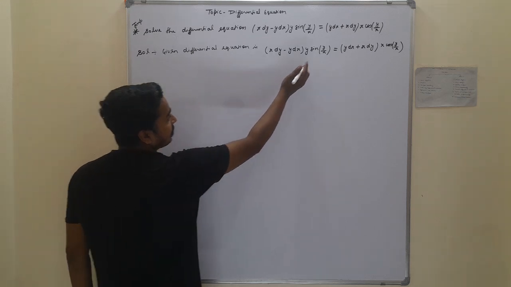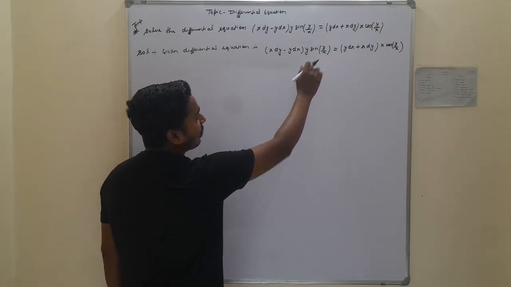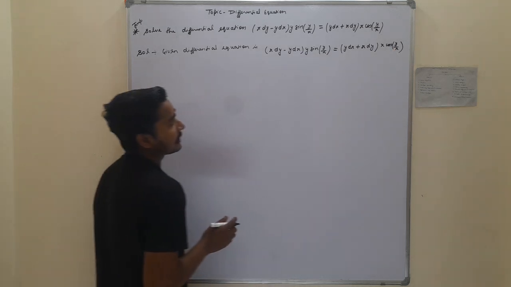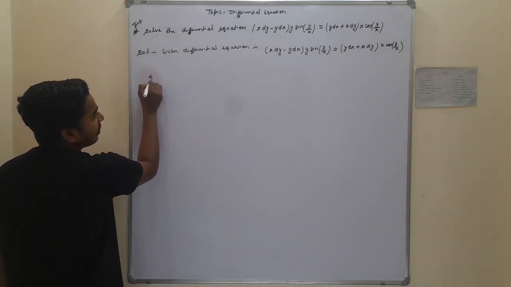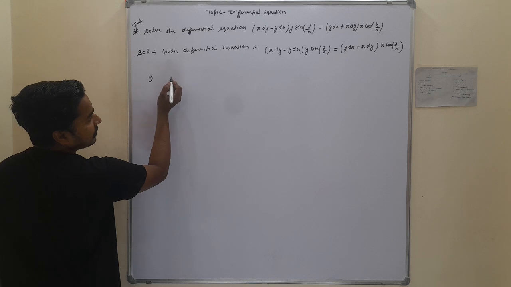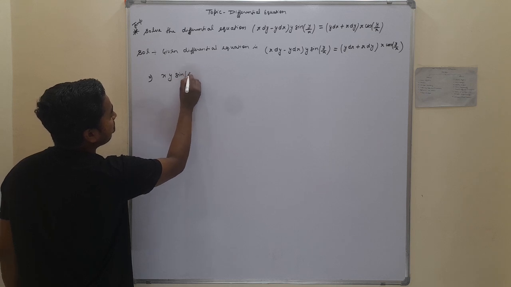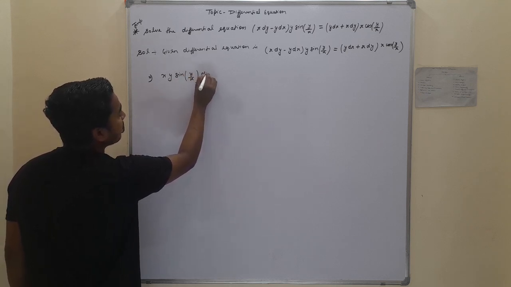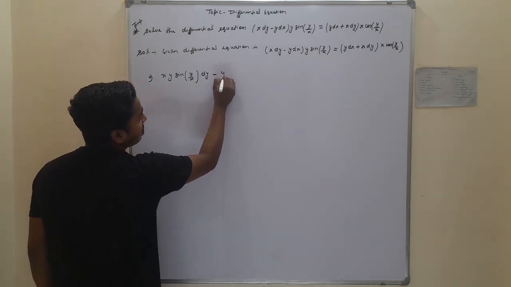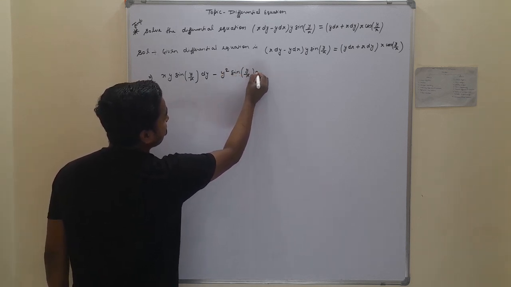First we have to multiply the terms in the bracket (x dy − y dx) with y sin(y/x), and similarly multiply (y dx + x dy) with x cos(y/x). Multiplying y sin(y/x) with x dy gives xy sin(y/x) dy. Similarly, multiplying with −y dx gives −y² sin(y/x) dx.